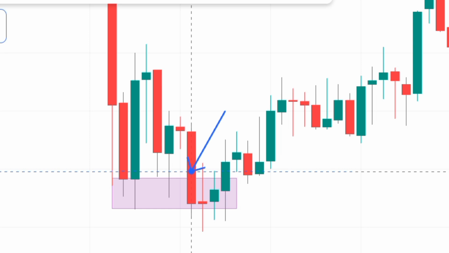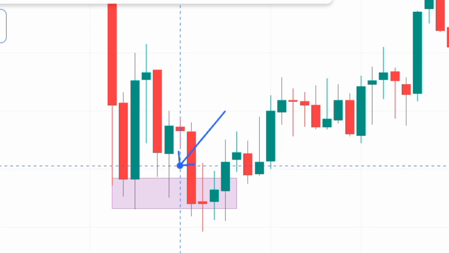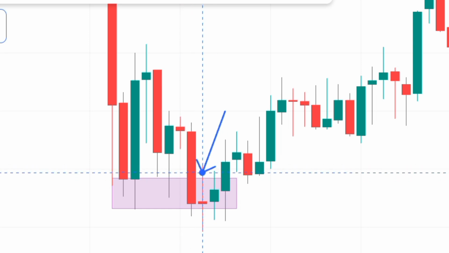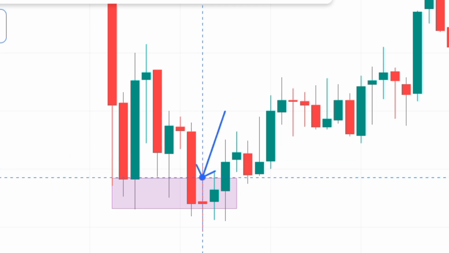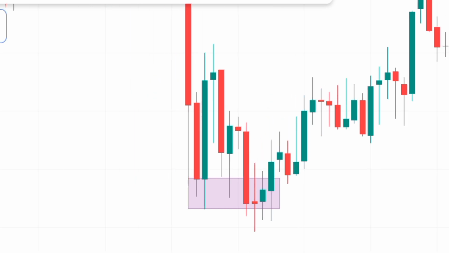So now after identifying that it has been rejected very many times, you just say that that is a very good support level, right? So now you mark that support level.